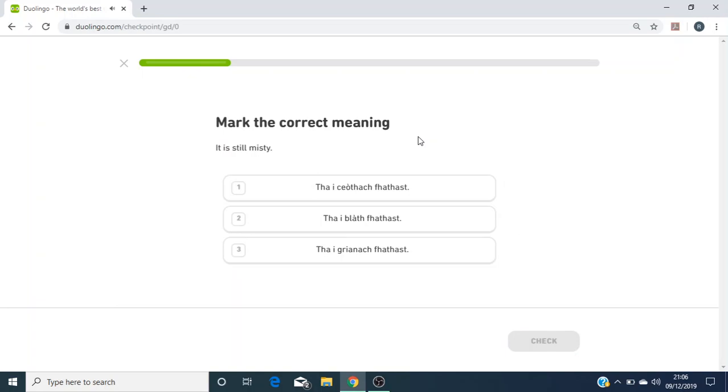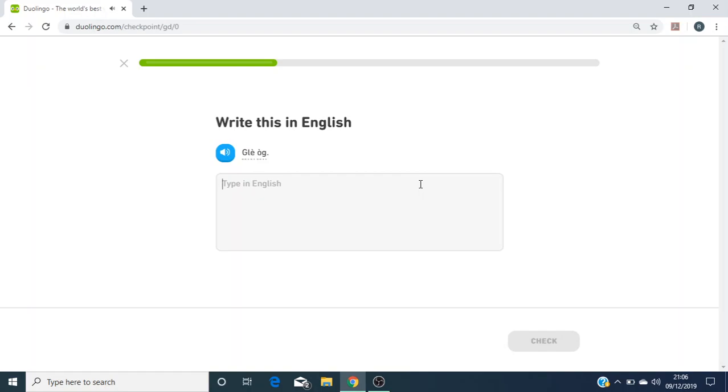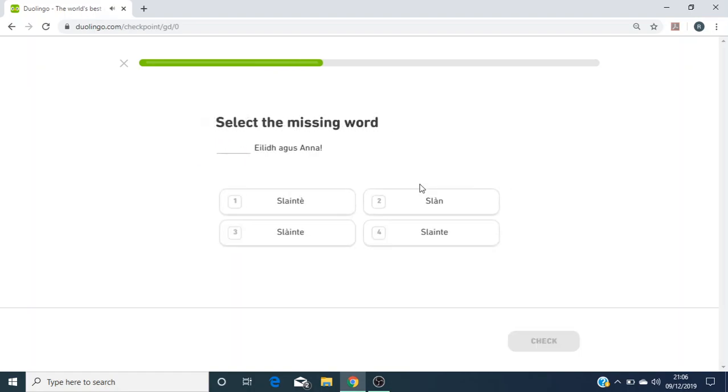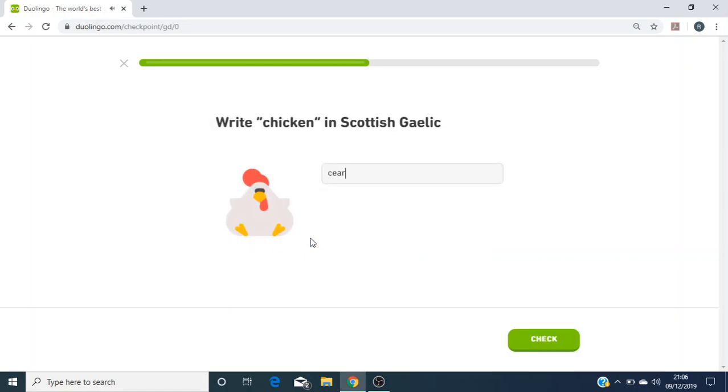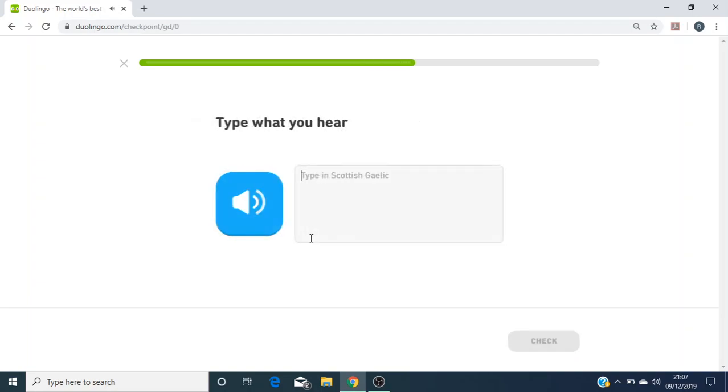It's still misty. Ha I kiochach hast. Glee og. Og is young, so that's very young. Slanche. It's the emphasis on the A. Yes. Chicken is kjark. Ha davanali acum. Oh Christ, that was a spider. That was a difficult one.